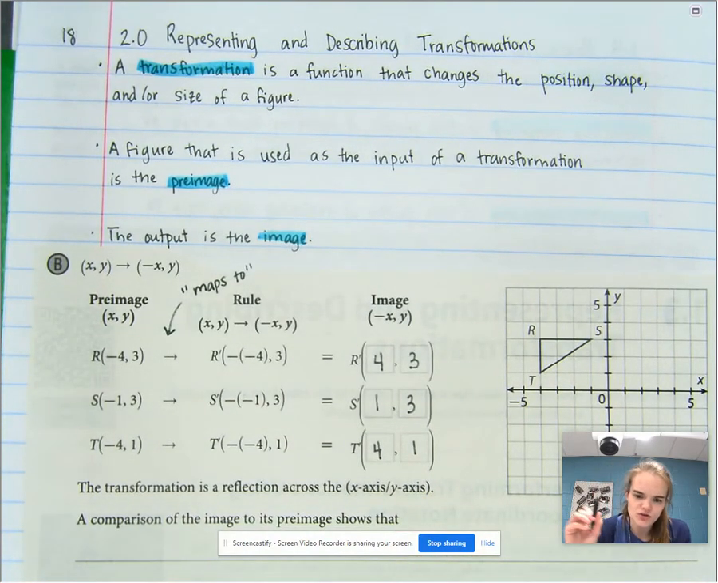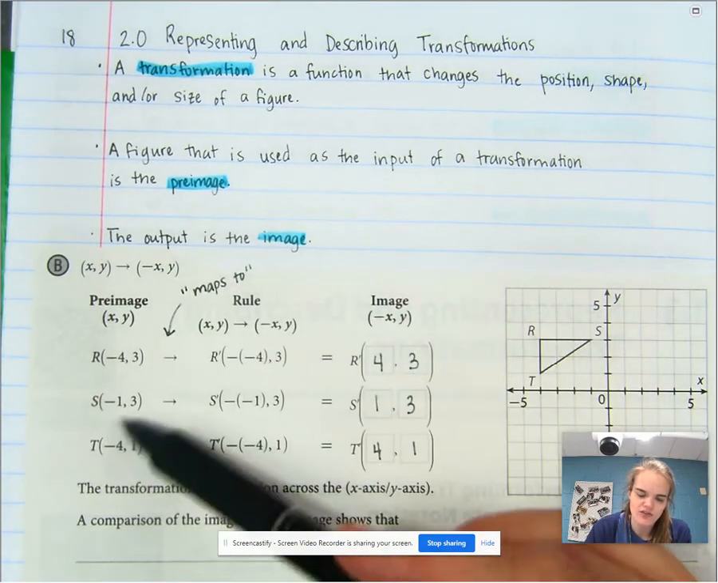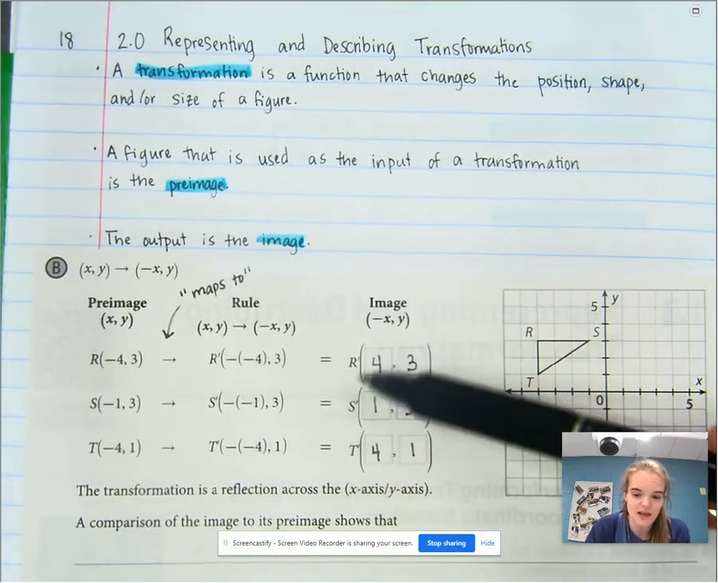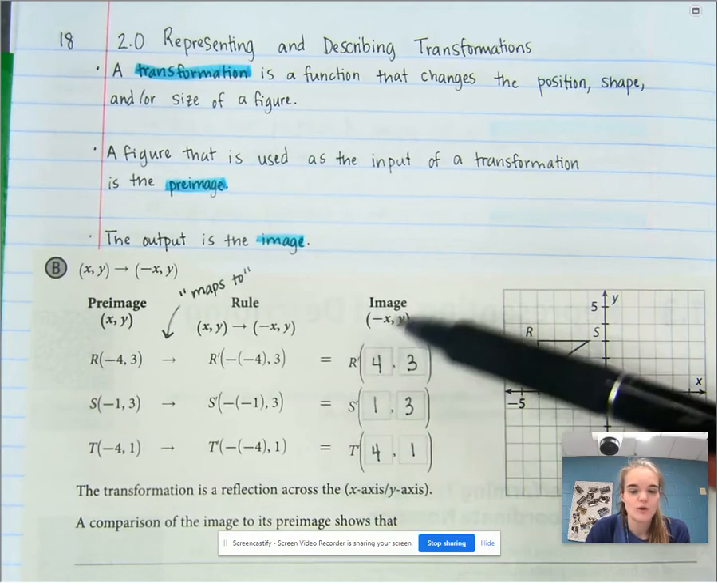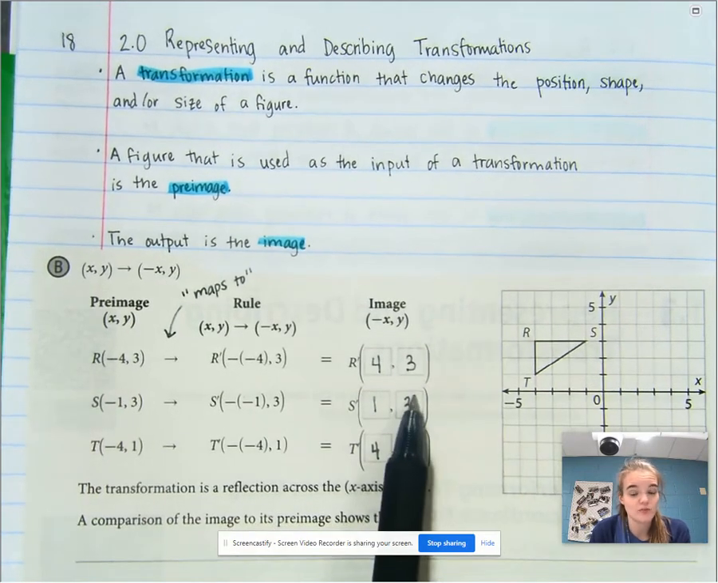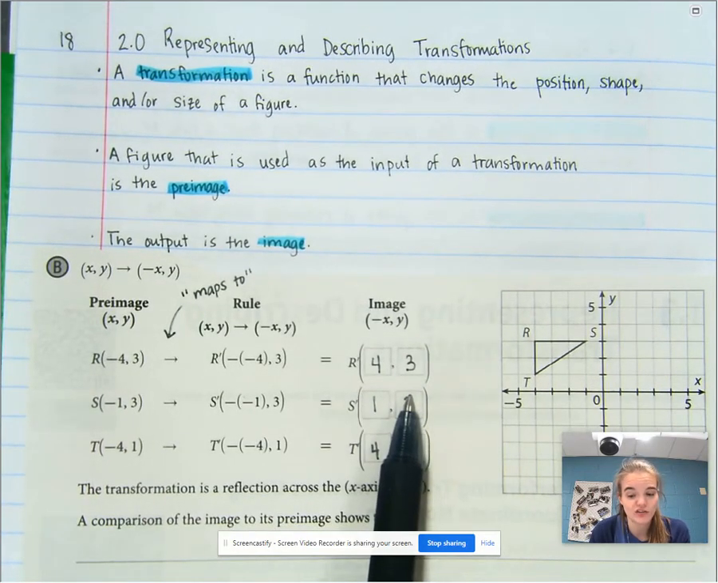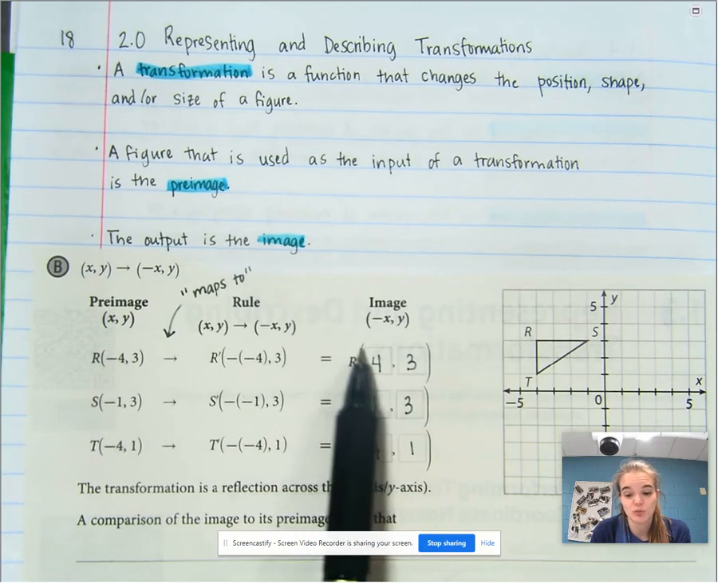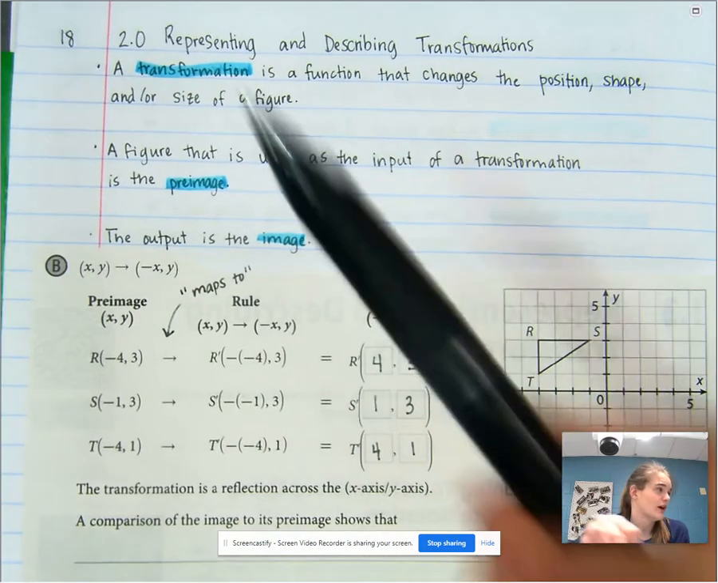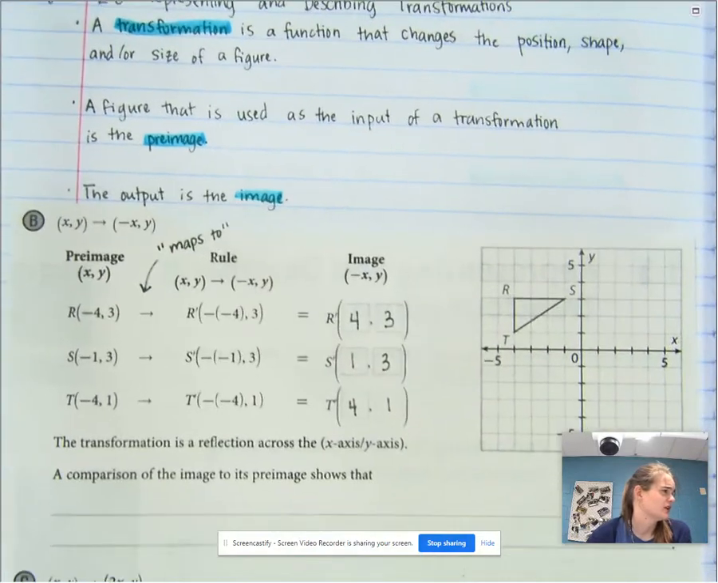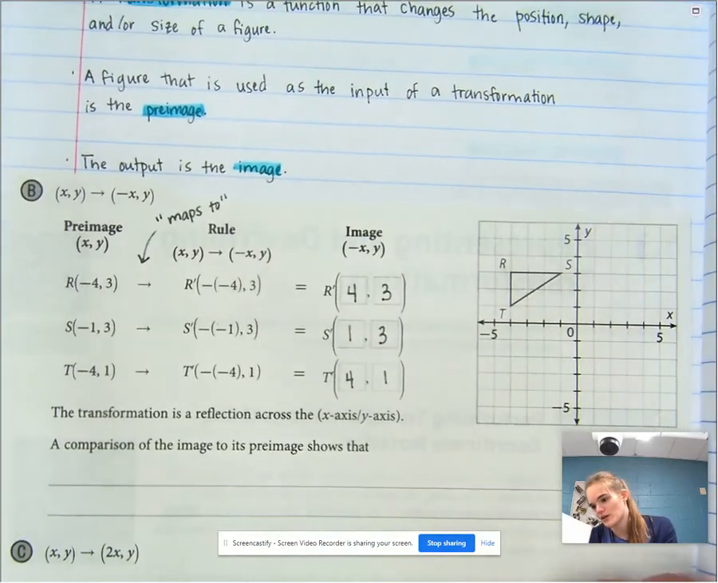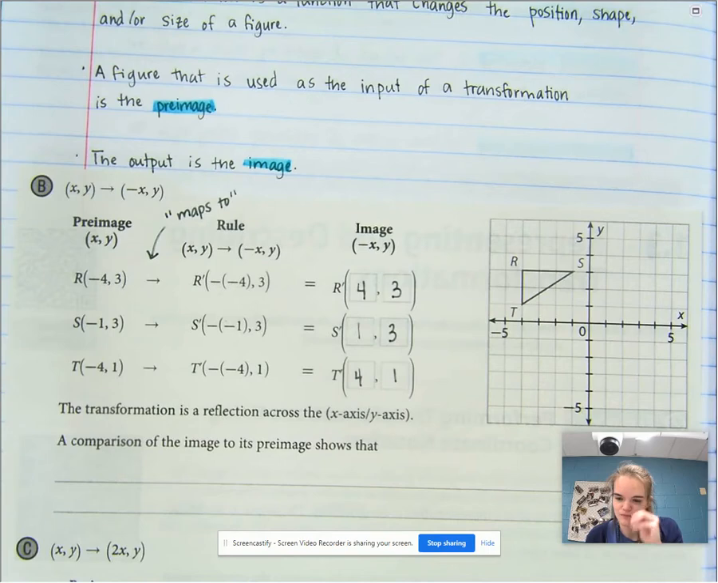Something you should know, you see how these are R, S, T and these are R prime, S prime, T prime. When you do something to a set of points, transform it, for instance, you need to put primes on them. And we're going to do that when we graph it as well. So let's graph letter B. I'm going to graph R prime, S prime, T prime.